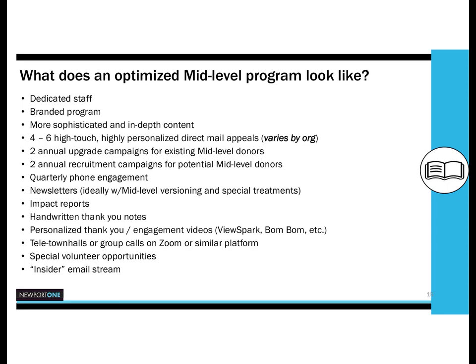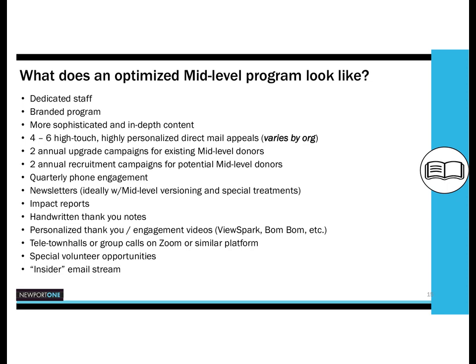Then you also want to have 2 annual upgrade campaigns, and I've got some creative that I'll show you in a few minutes for what we mean when we're talking about these upgrade campaigns. They are often much more involved than a simple letter. Those upgrade campaigns go to all your existing mid-level donors, and at the same time, you want to add 2 annual recruitment campaigns. What that would be is a mid-level recruitment where you're going lower in your file and you're inviting donors who might have the likelihood to become a mid-level donor to take that step and make a stretch gift to your organization that way.